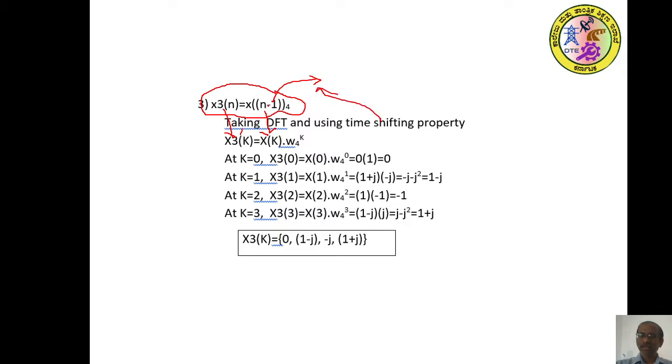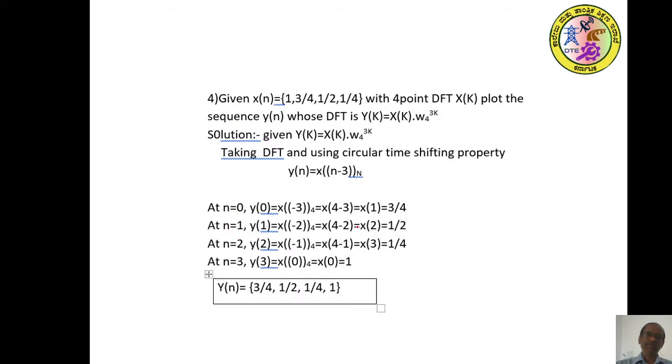And we have learned that shifting by n naught units is equivalent to multiplying an exponential, omega n power k n naught. In this problem, n naught is 1, so I have written n naught is equal to 1. Same procedure, substitute different values of k from 0 to 3, evaluate this function, write down here. You must know which property we are supposed to use exactly. Then substitution procedures are very simple.